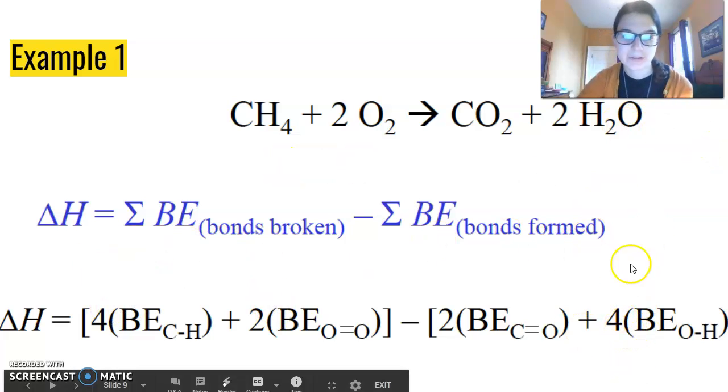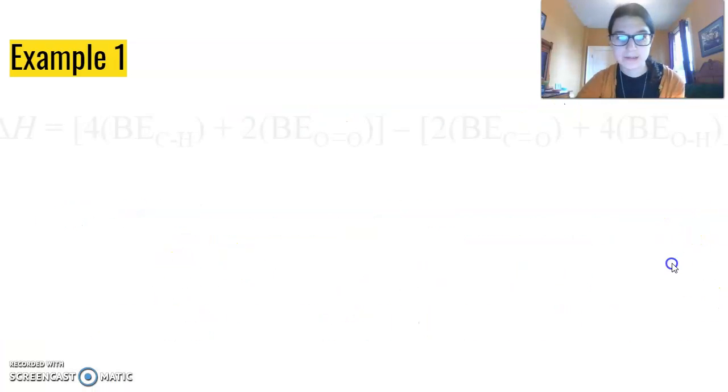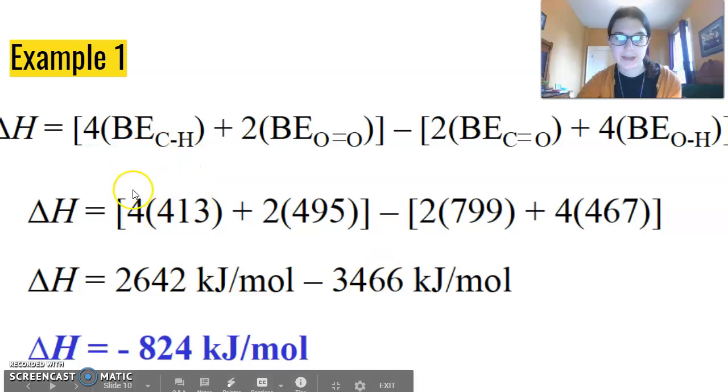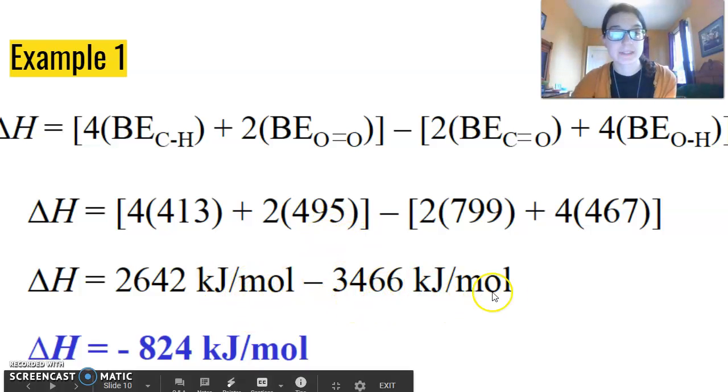Okay, so now that we have this structure set up, we can go ahead and put in the values for all of those bond enthalpies. So that's where we get this 413, 495, 799, and 467 if we look back at the chart. And then if we add these sums together, we're subtracting 2,642 kilojoules per mole minus 3,466 kilojoules per mole, and we come up with an enthalpy change of negative 824 kilojoules per mole.